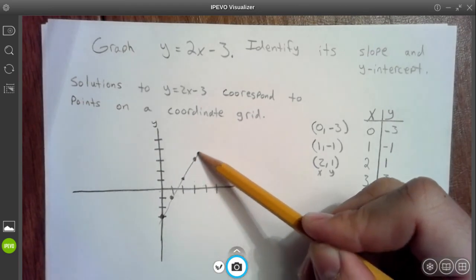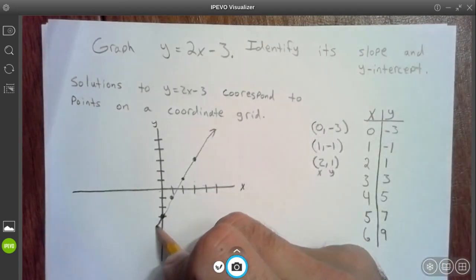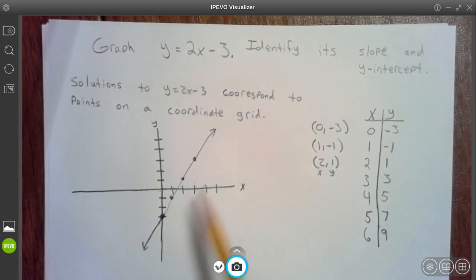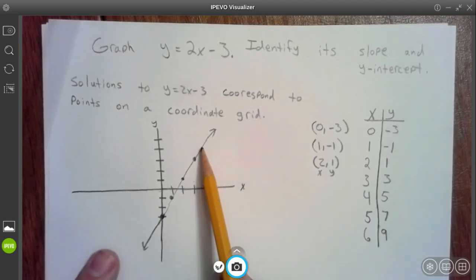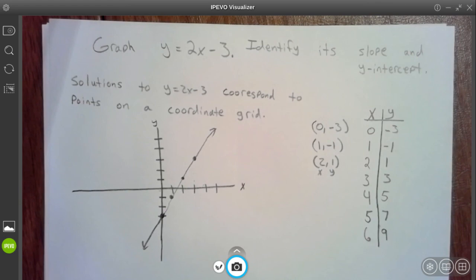That's what's unique, or that's what's nice about the solutions here. All of these solutions fall on this line, okay? Or you could say any of the points that are on this line correspond to a solution over here. That's the idea. All right, so we got our graph, the intercepts.